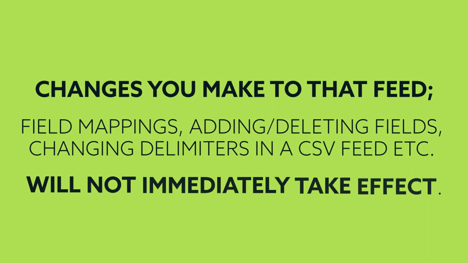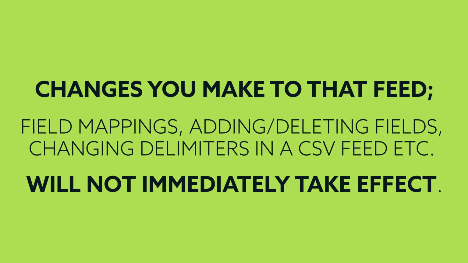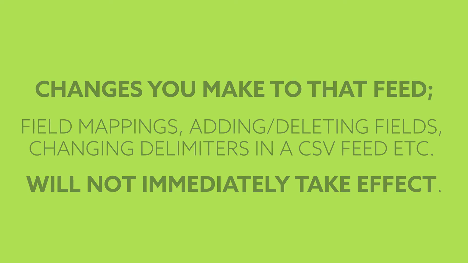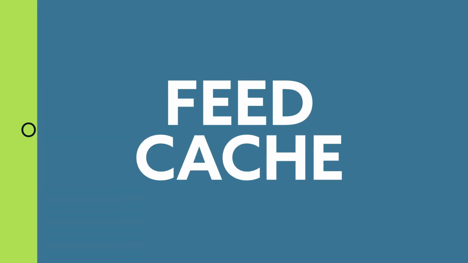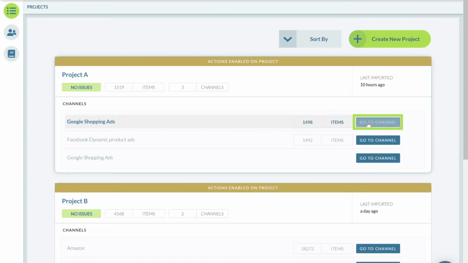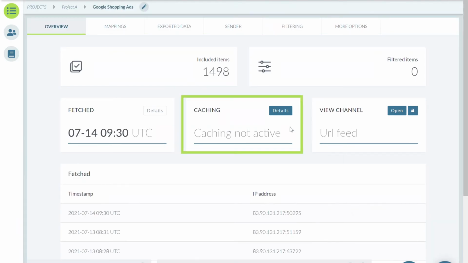It also means that any changes you make to that feed, field mappings, adding new fields, deleting fields, changing delimiters in a CSV feed, etc., will not immediately take effect. You can either wait for the next scheduled run or manually rebuild the cache feed to make the changes take effect. To see if your channel is being cached, go to your channel overview and check the caching box.